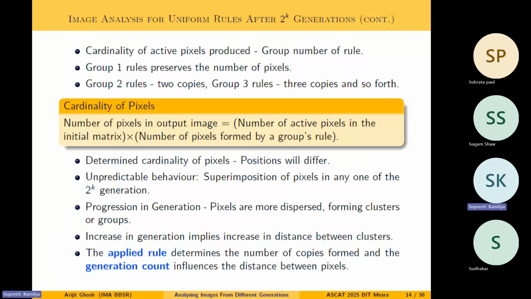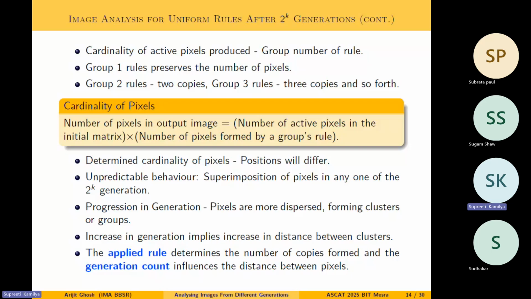One particular thing I also want to note is that at positions of 2 to the power k, it has been observed that the number of pixels in the output matrix is the same as the number of pixels in the input matrix. This behavior happens due to the superimposition of values at particular pixels. It is an unpredictable behavior, or rather a disadvantage, that we are not sure whether we will get a distinct number of pixels at the 2 to the power k generations.